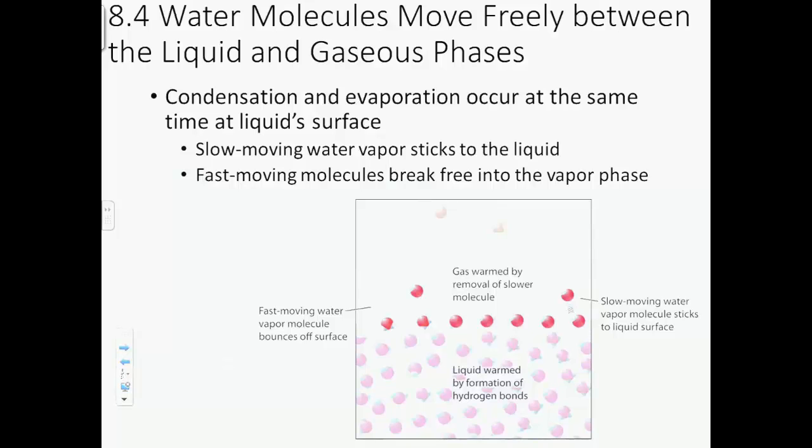Okay, so if we think about this, let's think about sweat, for instance. Condensation and evaporation occur at the same time at a liquid surface. So if you're sweating, why do you sweat? Pigs, for instance, don't sweat, so they have to go roll around in the mud in order to cool down. Whenever we sweat, that's a cooling process.